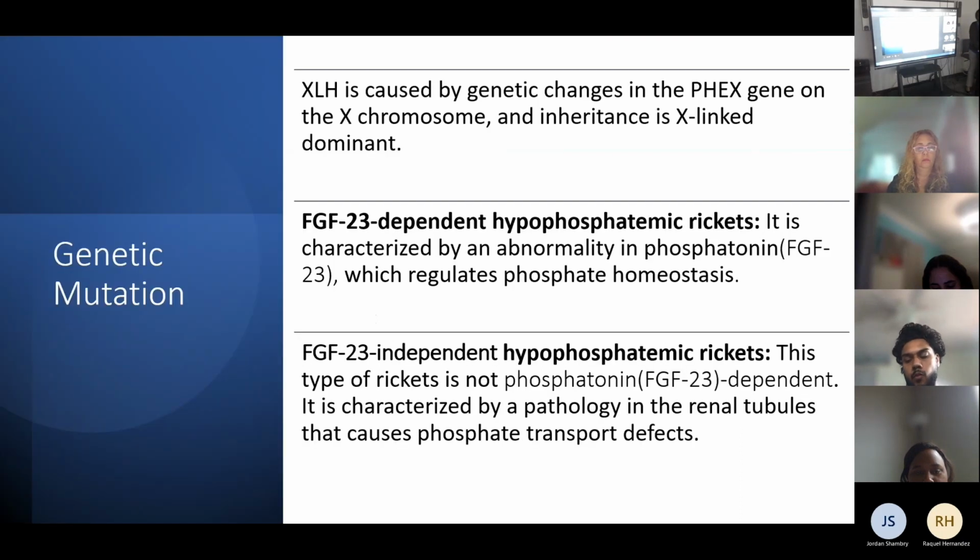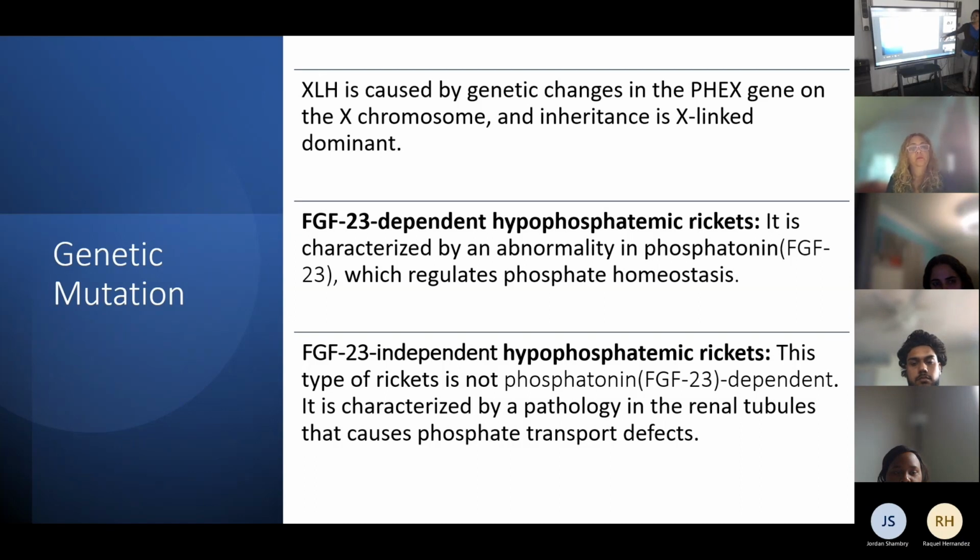The genetic mutation, XLH, is caused by a mutation of the PHEX gene, which is found on the X chromosome. It can manifest in two ways: FGF23 dependent and FGF23 independent. FGF23 dependent is characterized by abnormality in phosphatonin, which is FGF23, and it's used to regulate phosphate homeostasis. FGF23 independent is not phosphatonin dependent.